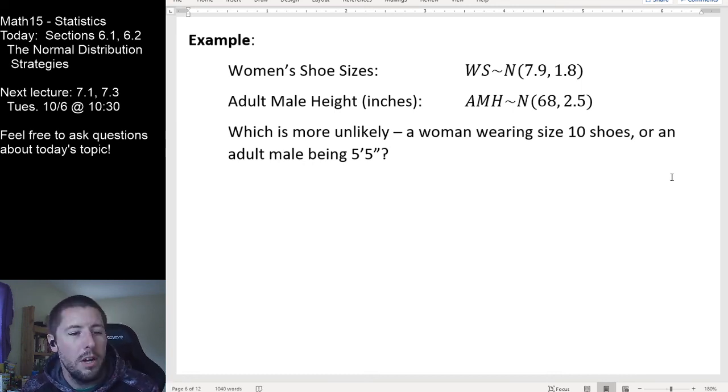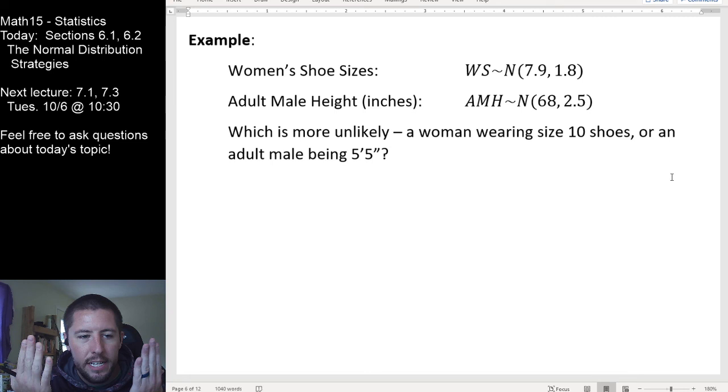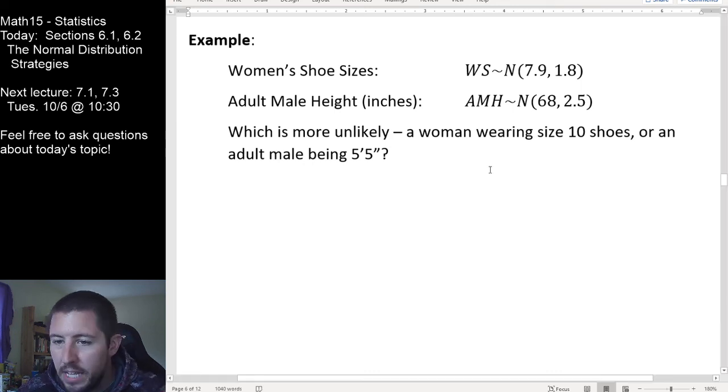And so what I want to know is which one's more unlikely, a woman wearing size 10 shoes or an adult male being 5'5". And obviously the point here is that these aren't directly comparable because we're not measuring the same thing. Because I can't compare shoe size to height in inches, I need to get to a common ground of a z-score where I can compare them. Since I know that they're both normally distributed, I can just say, well, whichever one's further from average is the more unlikely one. Let me just say that right here.